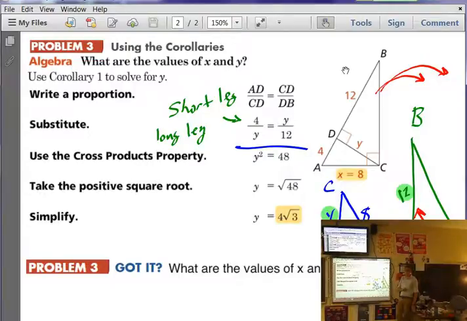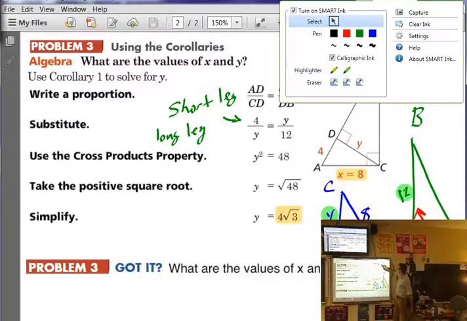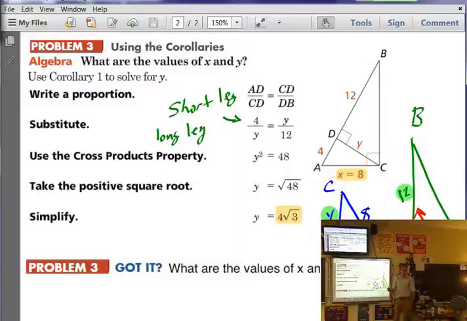Yeah. Okay. So now, this is totally worth copying before I forget. Now we want to solve. Any proportion, we can cross multiply, solve for our variable to get our value. So we cross multiply and get that y squared equals 48.